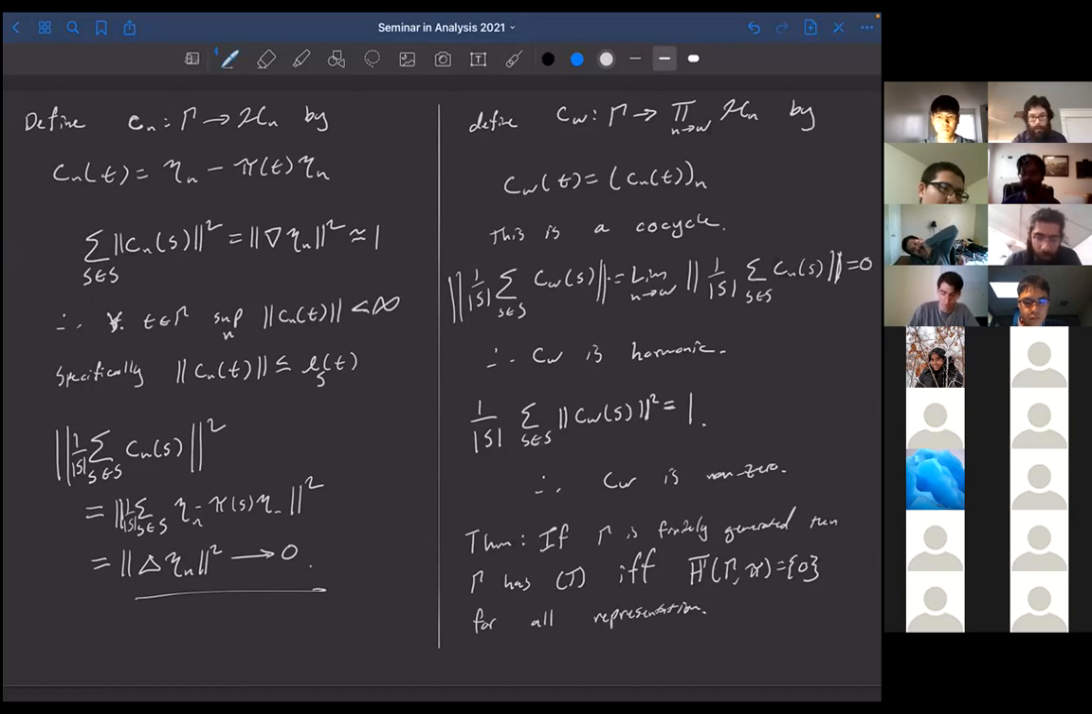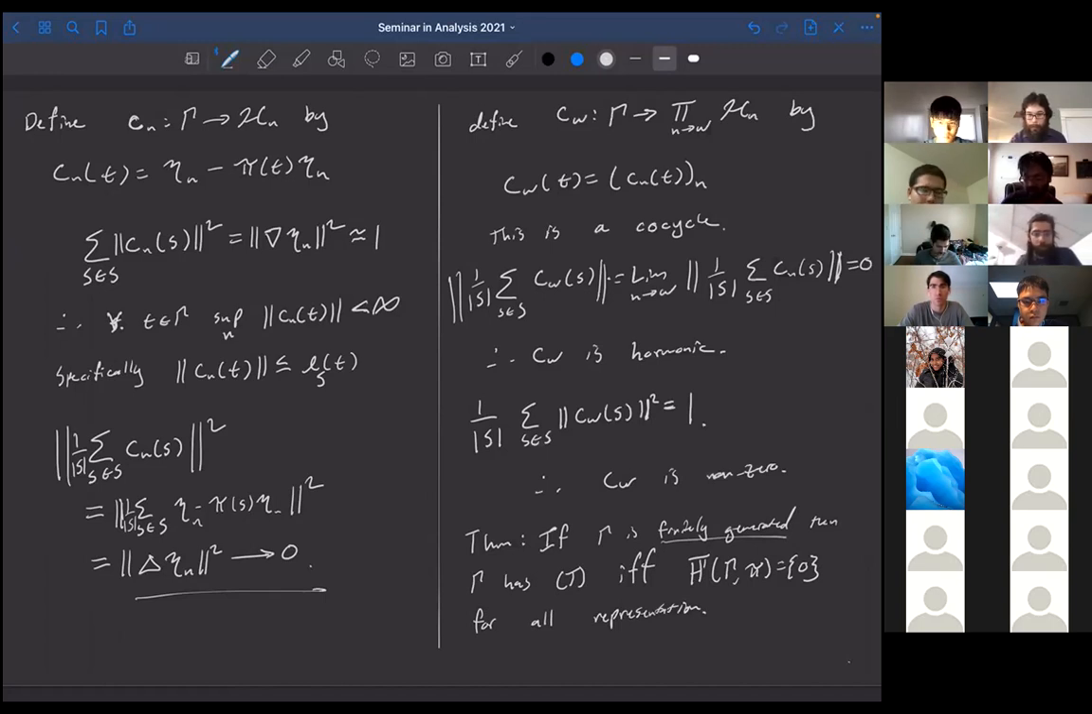And then the last thing I'll remark is that finite generation is necessary here, because if you're just locally property T, then the same thing will happen. So for instance, the infinite symmetric group has trivial reduced cohomology for every representation, but it's certainly not property T, since it's an infinite amenable group. So finite generation is necessary in this statement. All right, are there any questions? Sorry for going a little long. Are there any questions before I end?